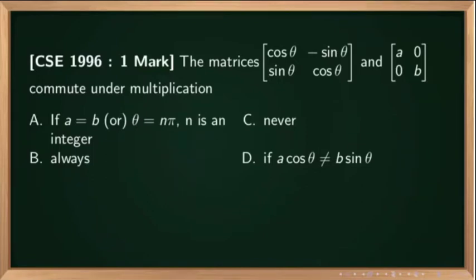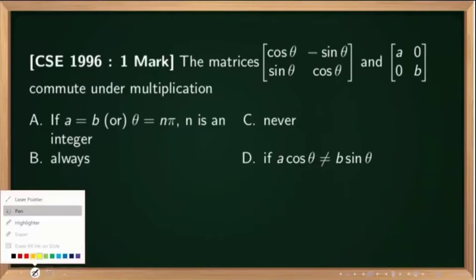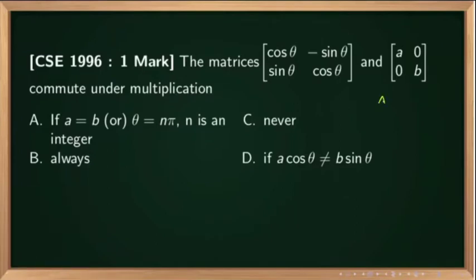Okay, so yeah, correct. All of you got the correct answer. So commute under multiplication means if the two matrices commute under multiplication, that means A into B will be equal to B into A. So you just need to multiply this matrix with the second matrix, find the elements and compare it with BA. That will be equal only if this particular condition is obeyed, that is if A is equal to B or if theta is equal to n pi. If you want, I can just quickly do it.